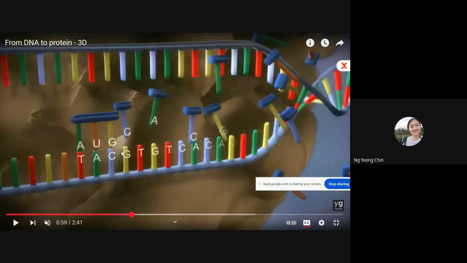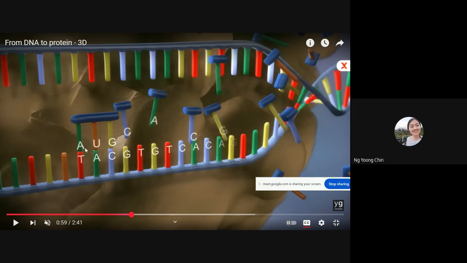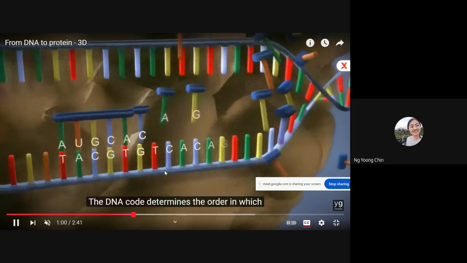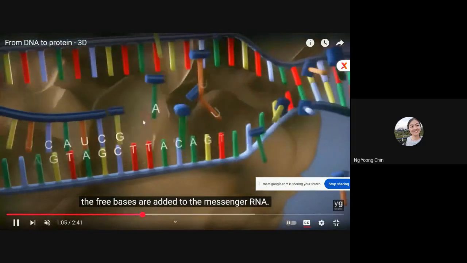I think you learned before, right? I'm not sure whether you learned before or not. The nucleotide base sequence in the DNA: A, T, C, G. You see this A, T, C, G? They are forming base pairing. So now they make a single strand RNA.